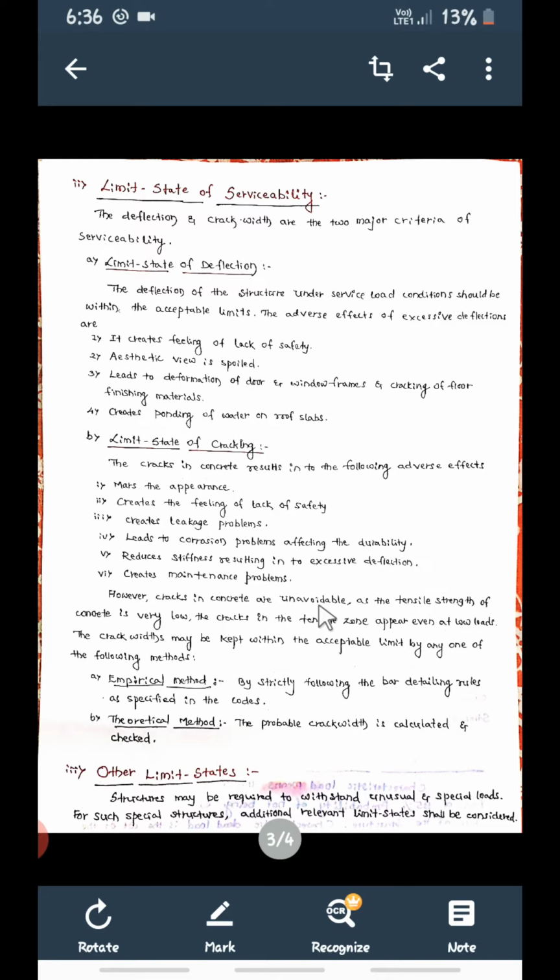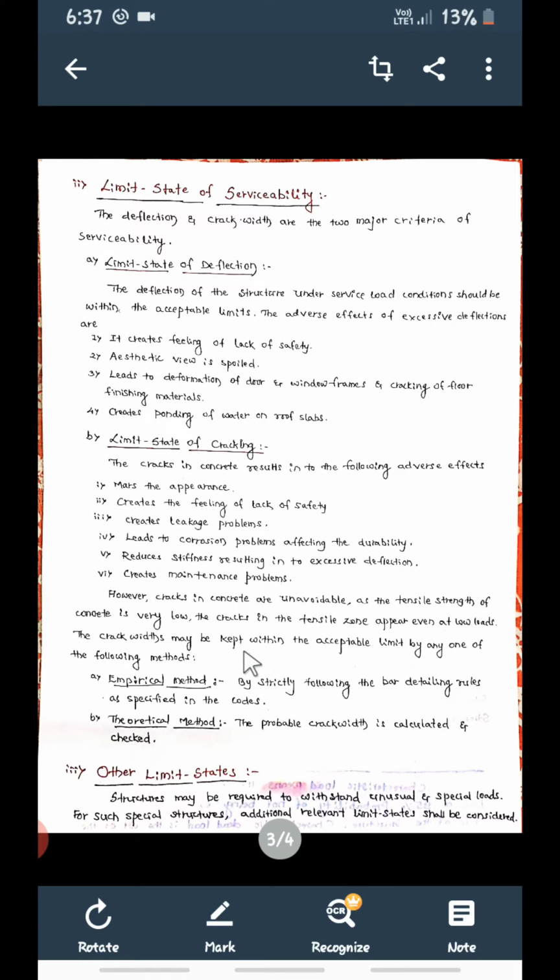Why is it so? Because the tensile strength of concrete is very weak. We know concrete is very good in compressive strength, but when tensile stresses come, concrete is very weak, so cracks will develop. The crack width may be kept within acceptable limits. How to calculate this crack width, and what the limitation of crack width is, we're going to see in the next session.